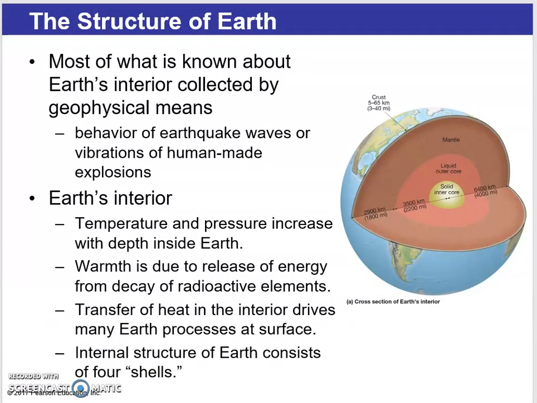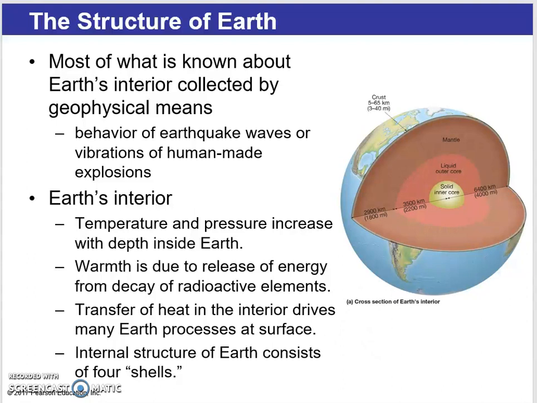Most of what is known about the Earth's interior is collected by geophysical means: behavior of earthquakes, vibrations, human-made explosions. We see some of that with fracking today. Especially out in the state of Oklahoma, we see quite a bit of fracking that has caused some tremors on a daily basis. And then we see some natural events like Fukushima, which occurred in 2011. We're still trying to deal with nuclear plants and tsunamis caused by earthquake activity.